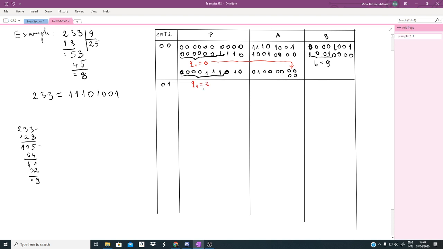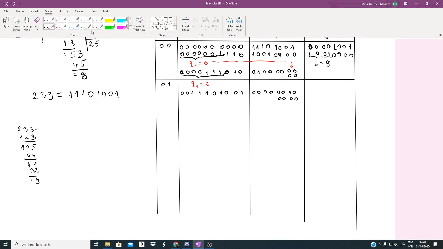Okay, so I shift 0, 0, 1, 1, 1, 0, 1, 0, 0, 1, 0, 0, 0, 0, 0, 0 upstairs, 0, 0 downstairs, and then 1, 0 upstairs, 0, 0 downstairs, because of this 2, right?